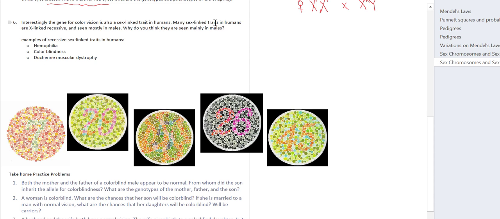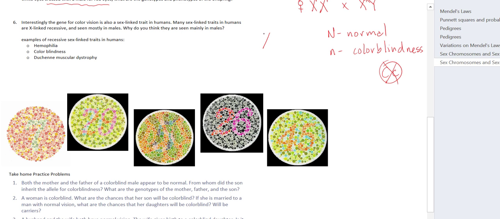But just like with any other sex-linked trait, you can see this expressed in different ways. They might use a capital N for normal vision and a lowercase n for color blindness. And sometimes you might see a capital C and a lowercase c. I don't like that one so much because the letters look the same. So N for normal, lowercase n for color blindness.